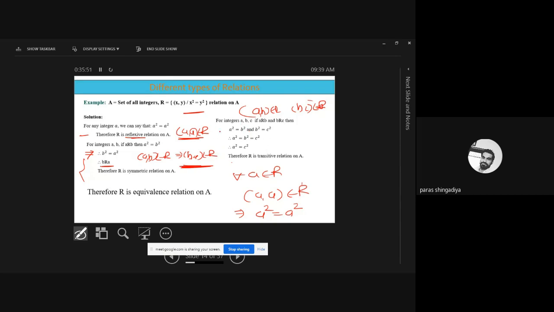So what does it mean? A square is equal to B square is equal to C square. Therefore we need A and C combined. So A square is equal to C square, and therefore we can say that (A, C) is also part of the relation. For any such pair where A square equals B square and B square equals C square, A square is also equal to C square. Any confusion? It's very easy. R is an equivalence relation. Yes.